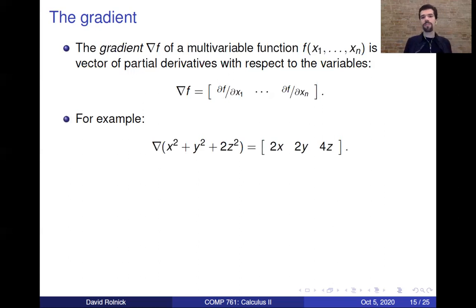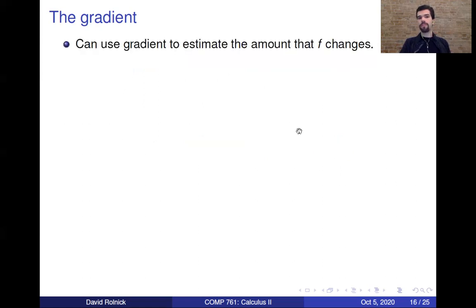So as an example, if you had this function of three variables, the gradient would be 2x, 2y, 4z, because the derivative with respect to x is 2x, with respect to y is 2y, with respect to z is 4z. So the reason why the gradient is interesting is because it's as close as we get to a single thing capturing the derivative with respect to all the variables.